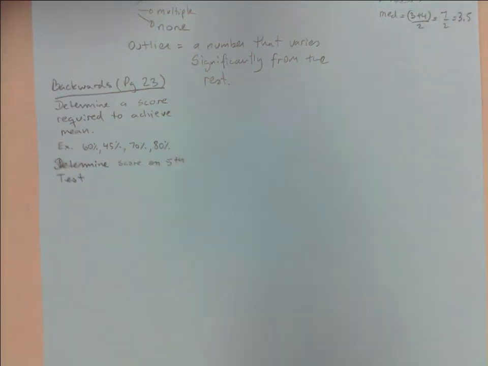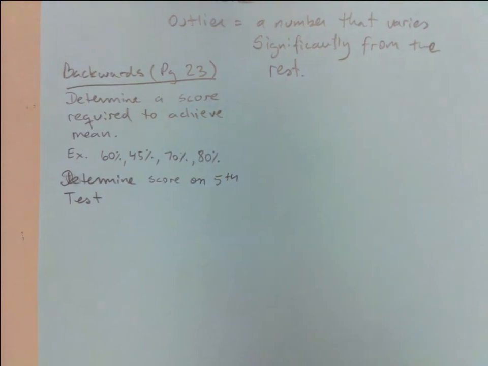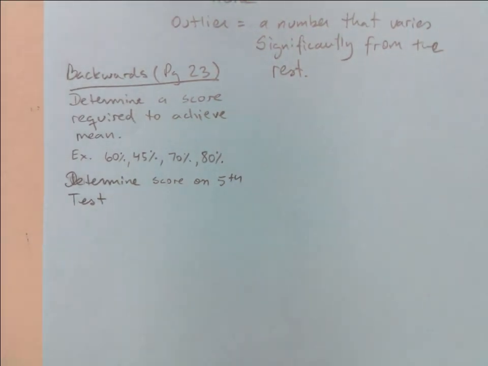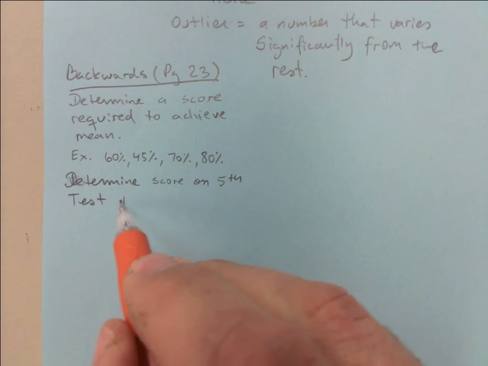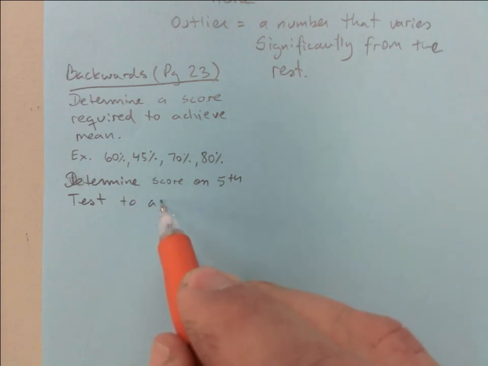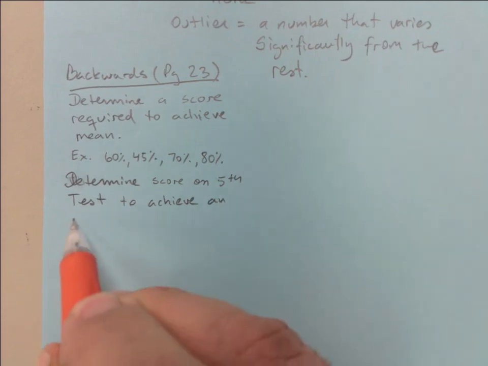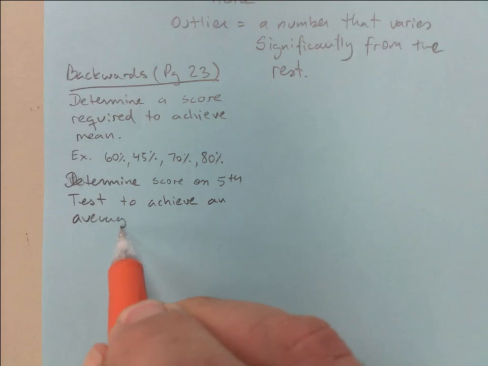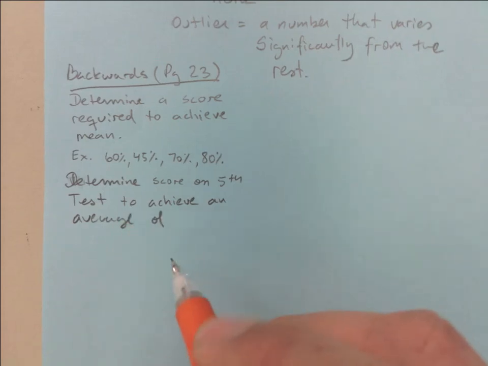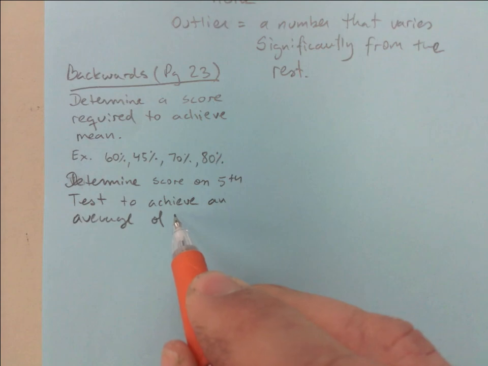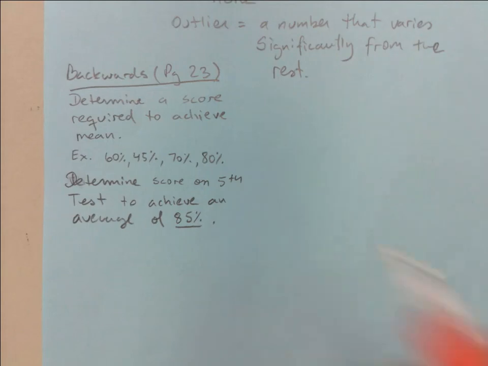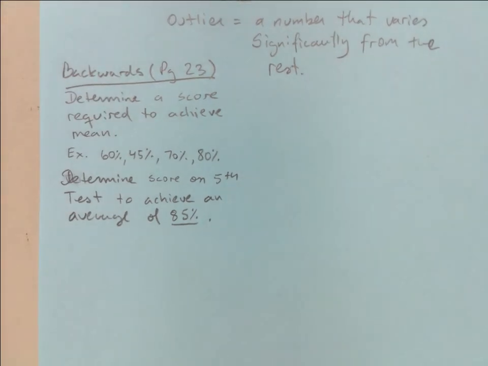Should I zoom into that or what? Can I zoom into that? Determine score on 5th test to achieve an average of, let's say, 85%. I'll do the example next door, okay?